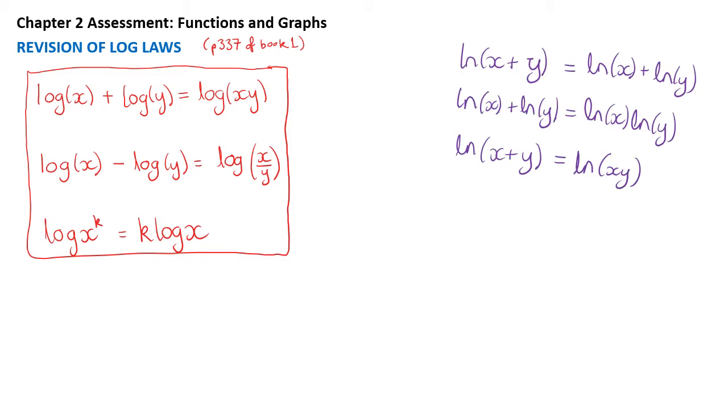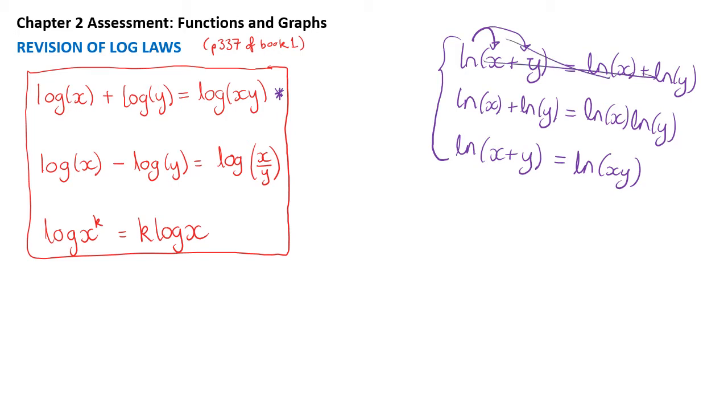So first bunch of errors are incorrect versions of the multiplication log law. Here we've got log x plus log y equals log xy. Sometimes I see this: log of x plus y is log x plus log y, where it's almost as if the log has been multiplied out over the bracket, log times x and log times y. Completely wrong, don't do that.